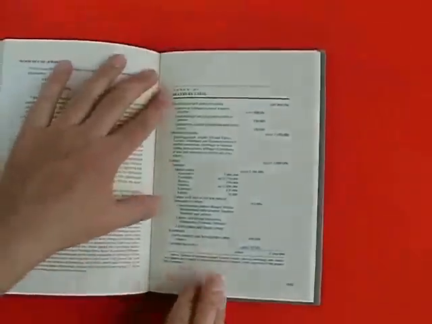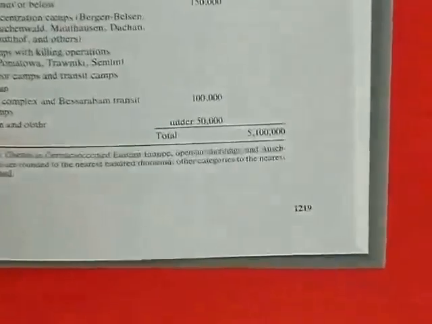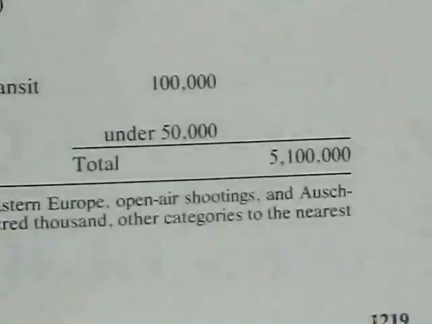On page 1219, there is a table showing the number of deaths broken down into categories. Hilberg put the total Holocaust deaths at 5.1 million. I know you've heard the 6 million number, but Hilberg, having researched the subject for 40 years at the time the book came out, arrived at an estimate of 5.1 million.